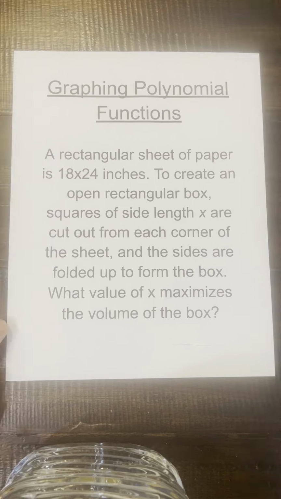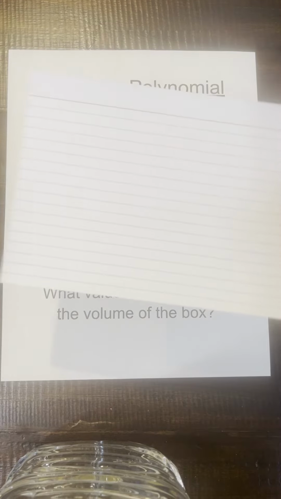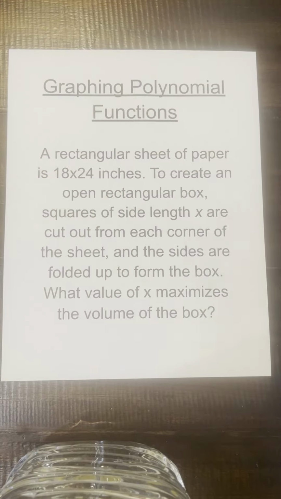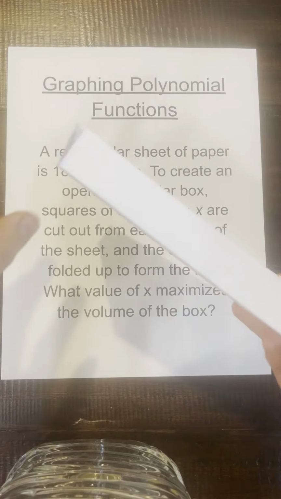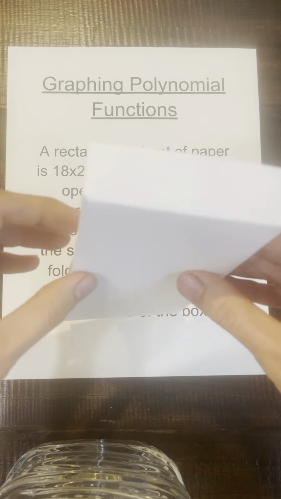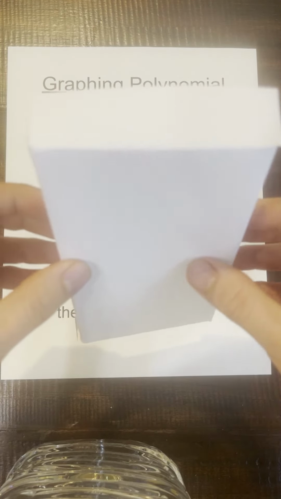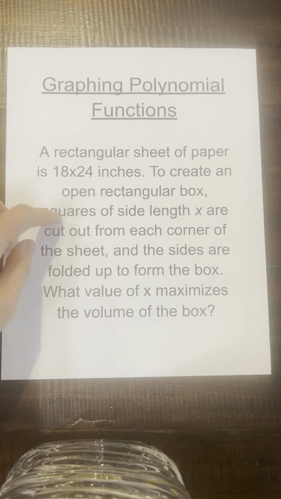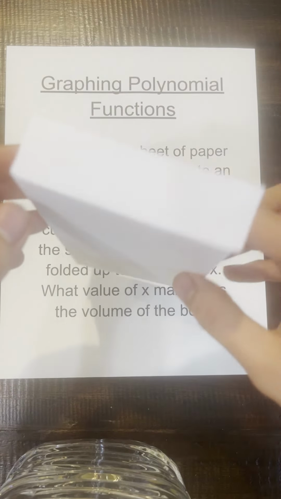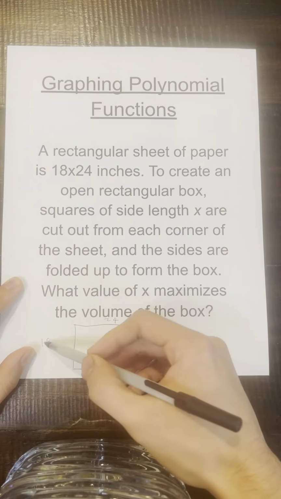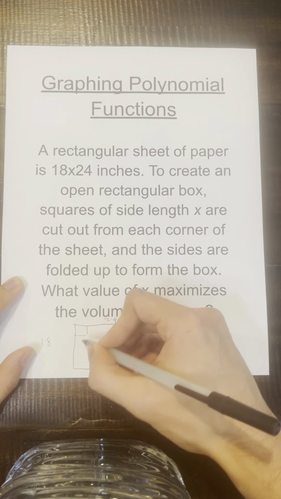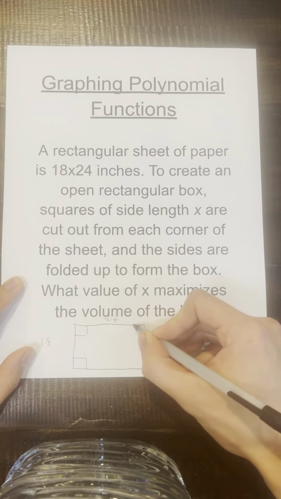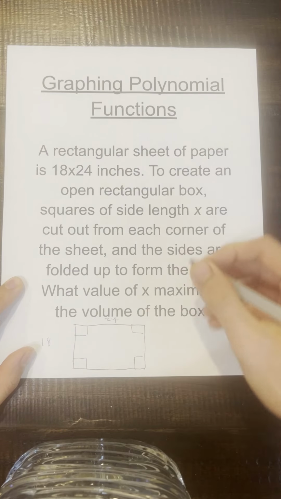I'll give you a second to read the problem. Got it? Good. Let's go ahead and draw our squares. All right, let's cut them out. Let's fold them in. Okay, and this is what the final box is going to look like. And we want to figure out how big we should make our squares in order to maximize the volume of this. Okay, so this is our original sheet of paper, 18 by 24. And we're cutting out squares from the corners like this. And the side length of the square is how much?